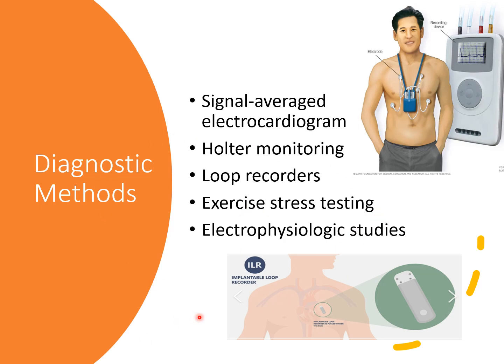So let's talk a little bit about some diagnostic methods, and then we'll talk about some treatments for these. So signal averaged electrocardiogram, we talked about that. This is our 12-lead EKG. This is a very common diagnostic method that we use to determine the type of arrhythmia or conduction problem that our patient is experiencing. Another diagnostic that we can use is something called a Holter monitor.